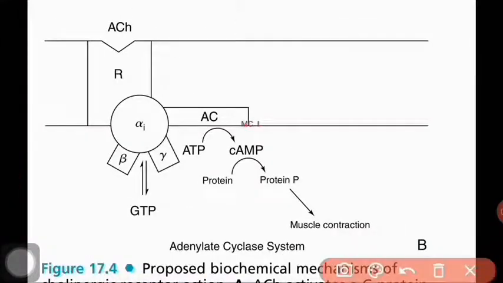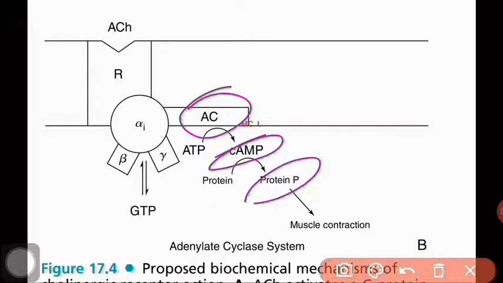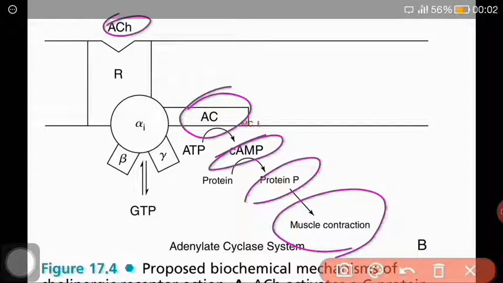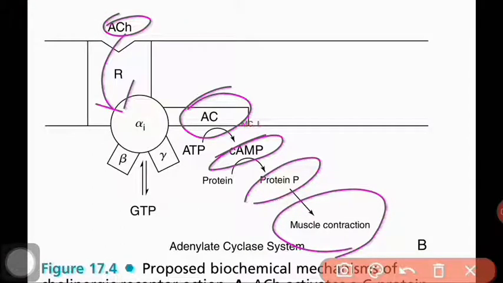This is the second mechanism, wherein adenyl cyclase is activated, producing cyclic AMP, which again releases protein P, and finally causes muscle contraction. The acetylcholine binds, activates the receptor, and produces GTP to GDP conversion, which activates adenyl cyclase. This is the second mechanism you have to remember.